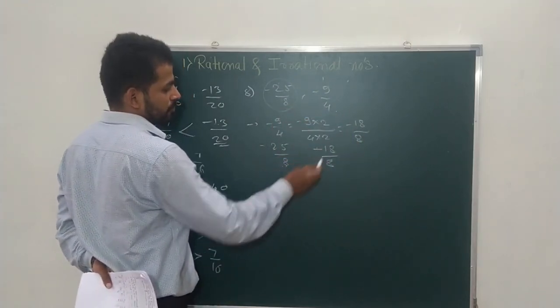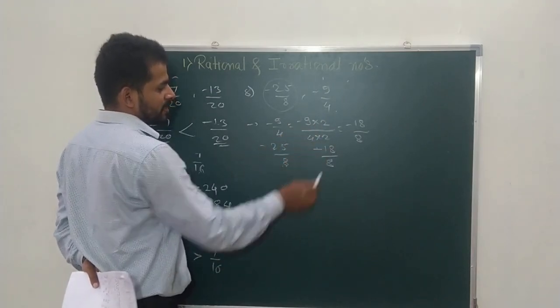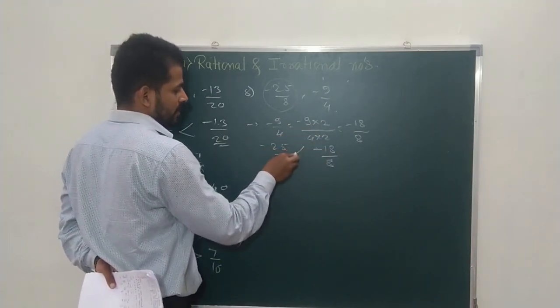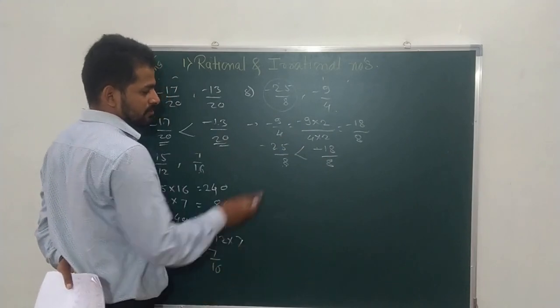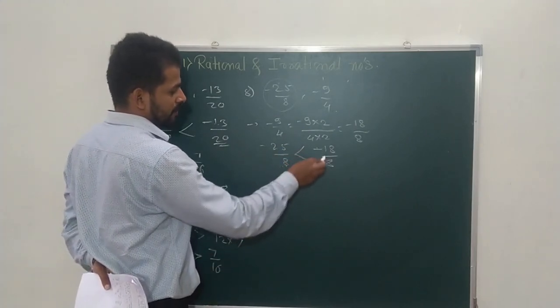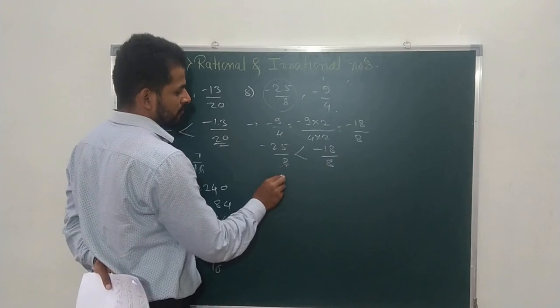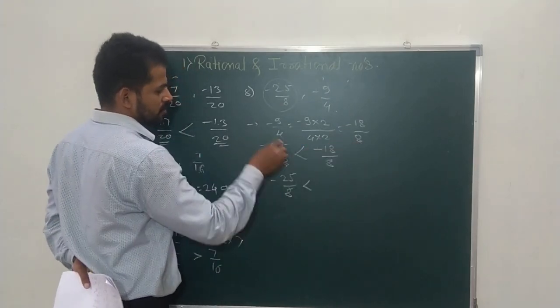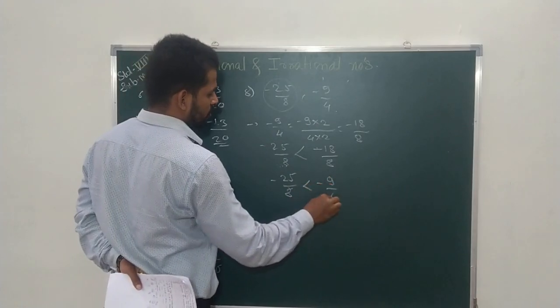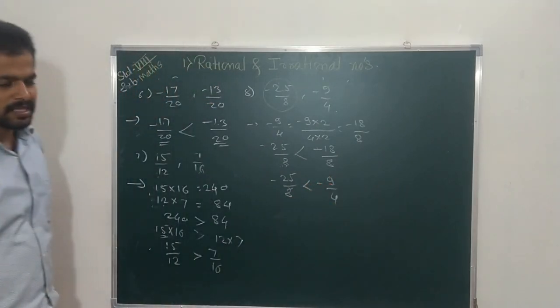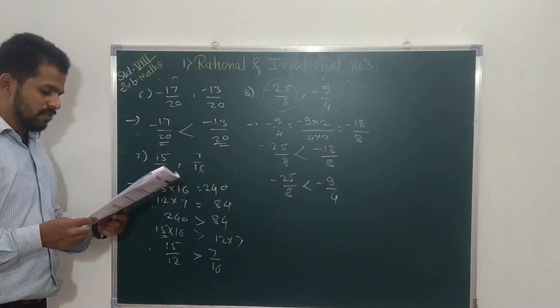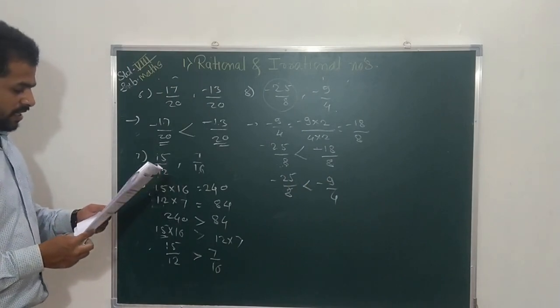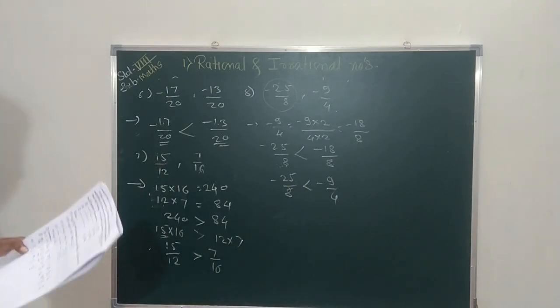So now compare the numerators, minus 25 and minus 18. Minus 25 is less than minus 18. That's why minus 25 upon 8 is less than minus 18 upon 8. Minus 25 upon 8 is as it is, and minus 18 upon 8 is nothing but minus 9 upon 4. Now next one, that is the 9th one. There are two examples on the PDF.